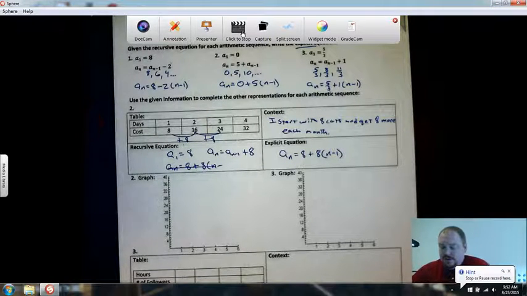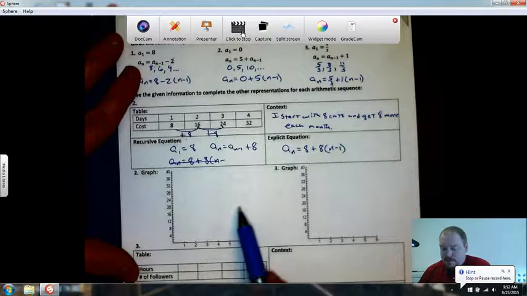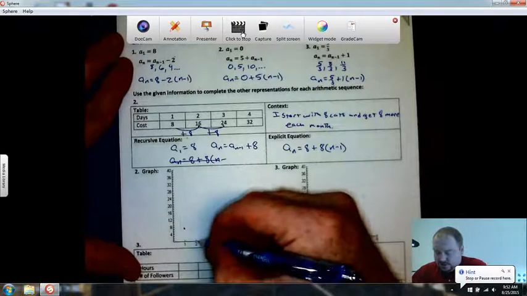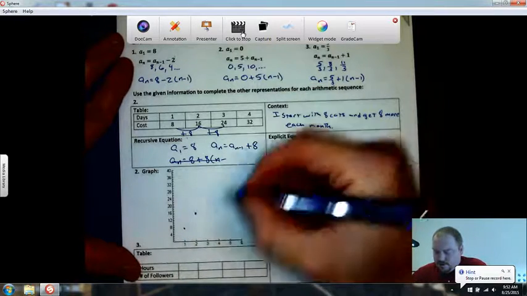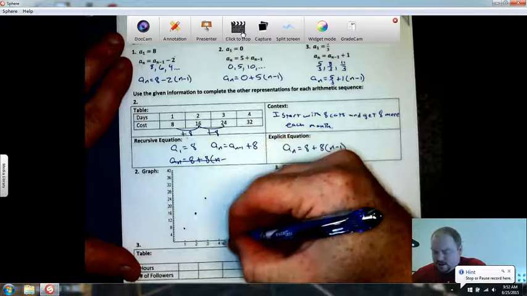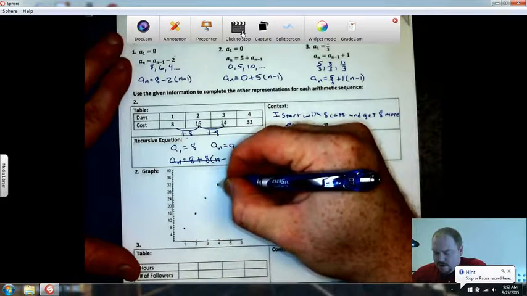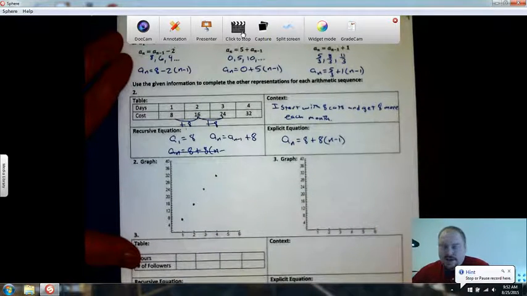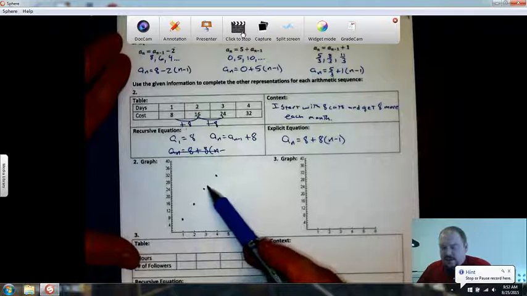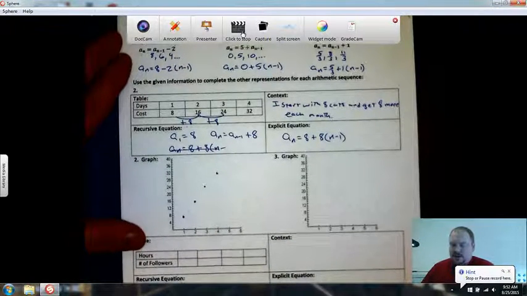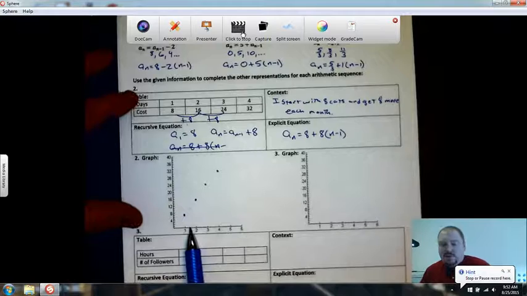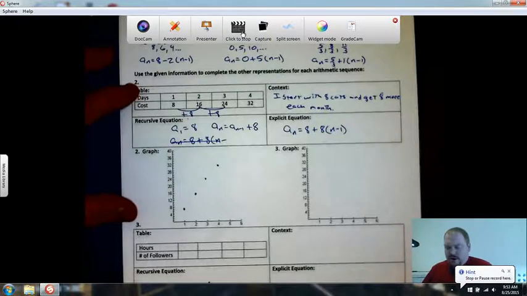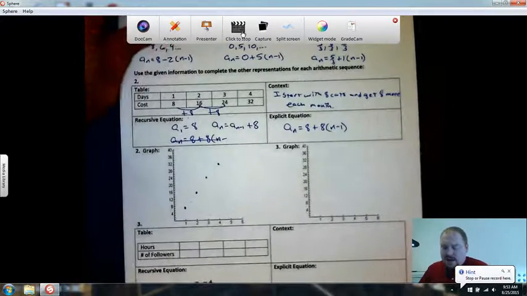So, now you could just make the graph that goes along with this. So like 1 is 8, 2 is 16, 3 is 24, and so on. That's just a nice visual. Now, if you notice, these are just points. There's nothing in between these because it doesn't make sense to have anything in between here right now. These are what they call discrete points. Alright? So, looking down at number 3 now.